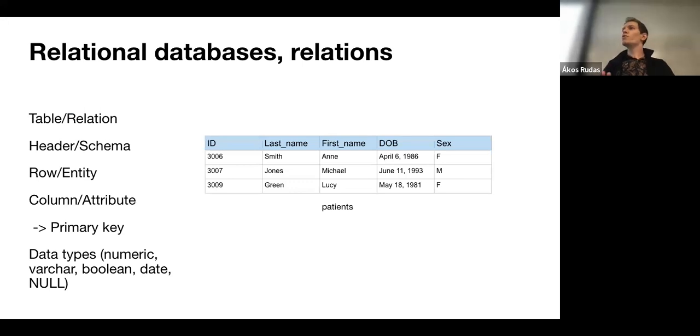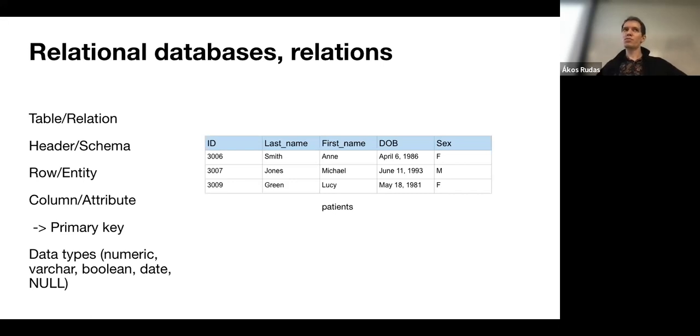So just to go over the terms we've touched so far, we will use table and relation interchangeably. This table or relation is called patients. Its header is the ID, last name, first name, date of birth, and sex. We also call that the schema of the relation. One row is one entity. Here, the entities in this table are people, patients.